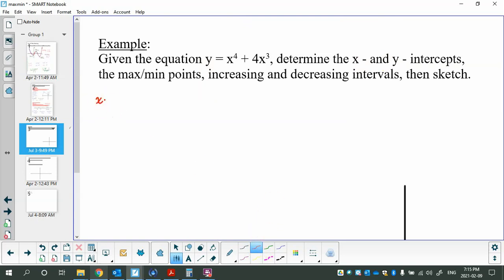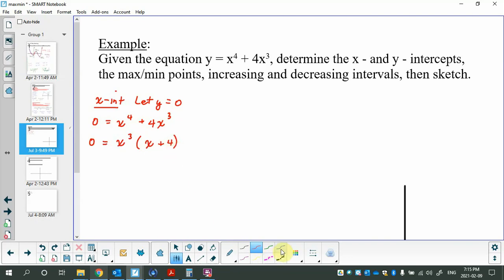So I'm going to do what we did in advanced functions, and I'm going to start doing this from now on, and that is to label what I'm doing. So x-intercept, just like the olden days, let y equal 0. So 0 equals x to the 4th plus 4x to the 3. And I am going to common factor that because I can. So that's x to the 3, and then leave an x behind and a plus 4.